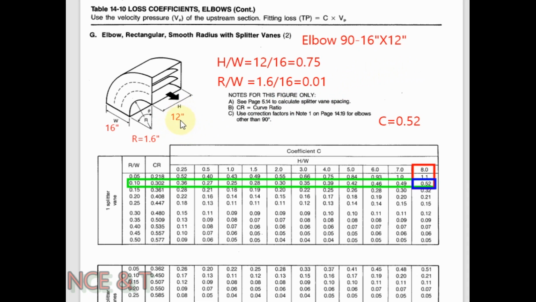As you can see, H equal to 12 inch, W equal to 16 inch and R equal to 1.6 inch. The ratio H/W equal to 0.75 and R/W equal to 0.01. Selecting this value in the table, R/W we have 0.01 and H/W we have 0.75. So selecting the nearest value, that is 8. At the intersection of this row and column, we found the value of fitting loss coefficient C for the 90-degree elbow, which is equal to 0.52.